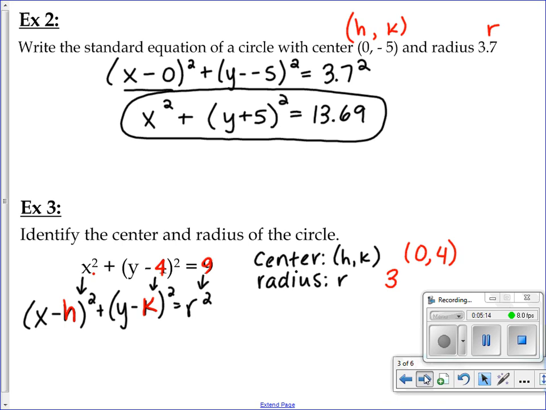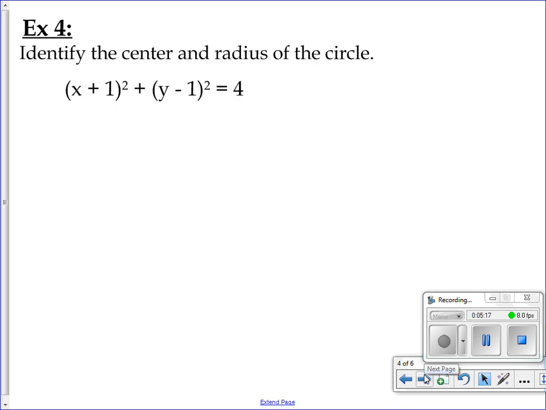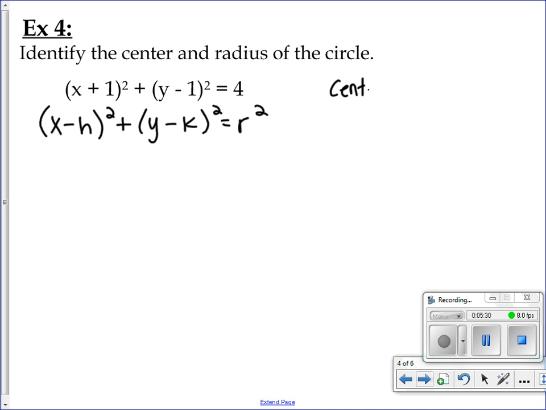Let's do one more like this. So for example 4, identify the center and the radius. So again, I'm just going to write out the general equation underneath this, just to compare. Okay, so let's start with the radius. So in this equation, my last number is 4. So again, I have to think about what number, if I square root it, is going to give me the radius if my answer here is 4. So my radius is going to have to be 2. 2 squared will give me 4.